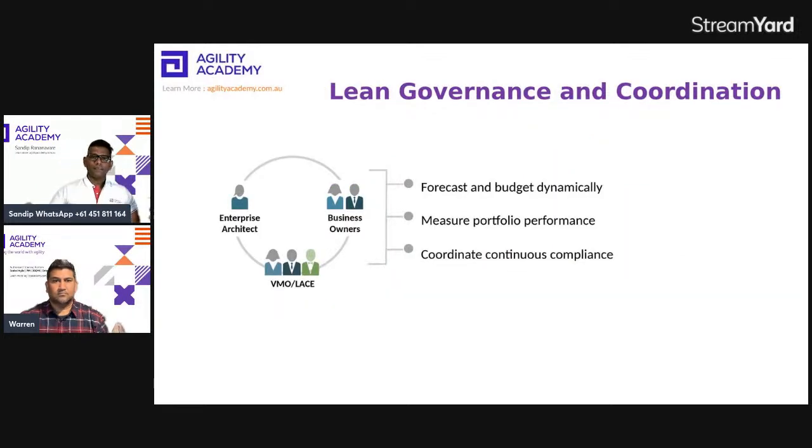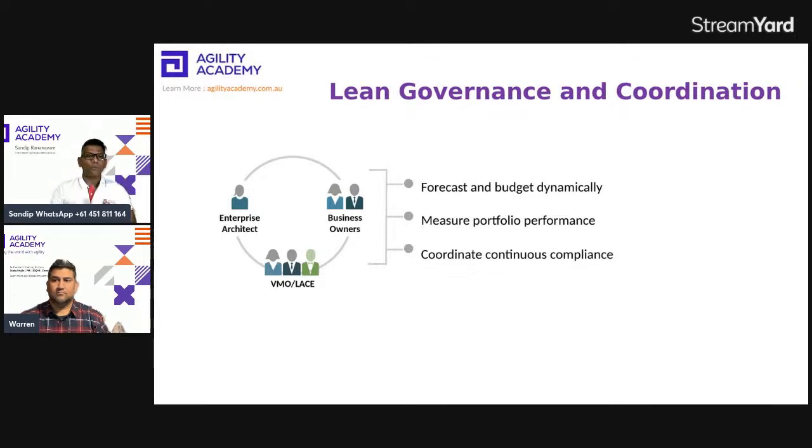And towards the end, there's lean governance and coordination. Because even if you have allocated funding for the quarter and are revisiting after every 2 quarters, you need to ensure that you are getting all those benefits which the portfolio is supposed to deliver. So there's this three-way leadership: enterprise architect, business owner, and value management office, and lean agile center of excellence, who come together to check on an ongoing basis how things are getting delivered.